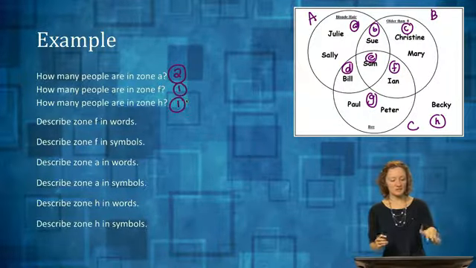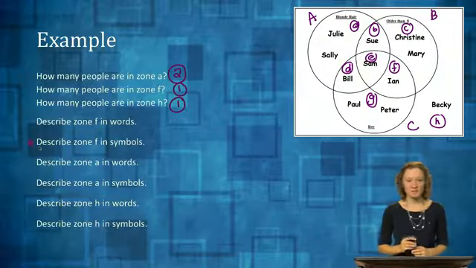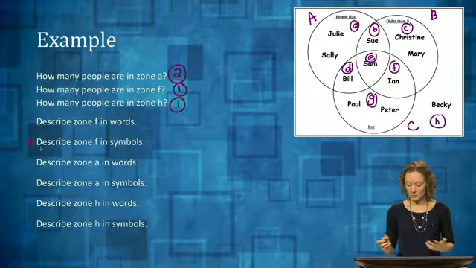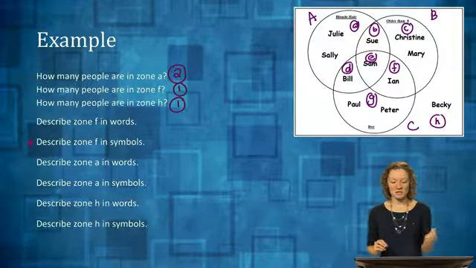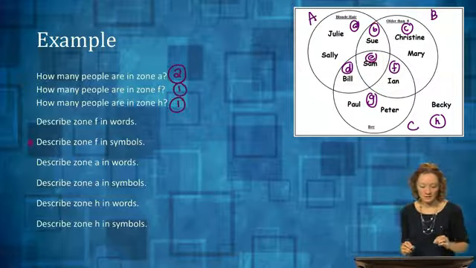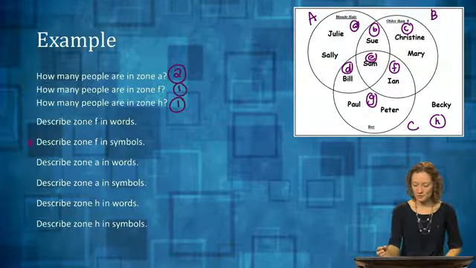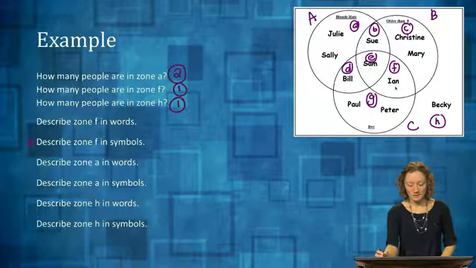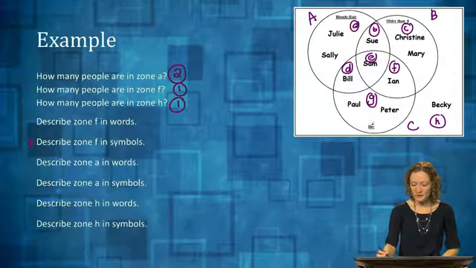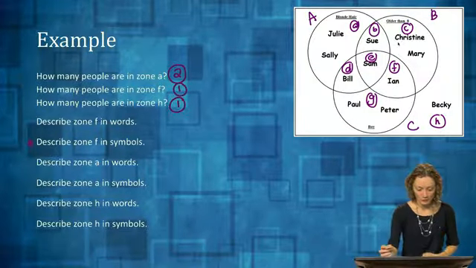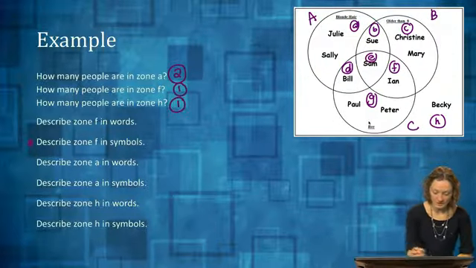All right, but that leads us to the next part. The ultimate goal is to be able to describe a specific zone in symbols. But in order to do that, I think it's much easier to identify or describe the zone in words. So let's first go to zone F. How do you classify someone that falls in zone F? People in zone F, they're boys and they're older than 8. But it's much easier if you use all 3 of the sets to describe things.